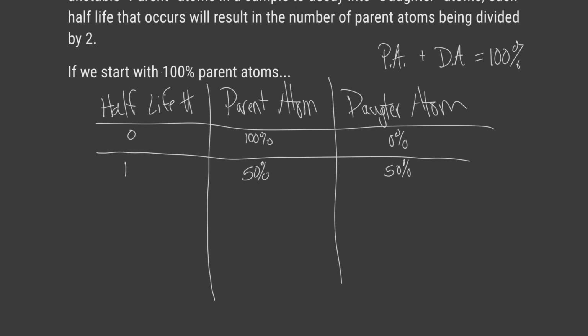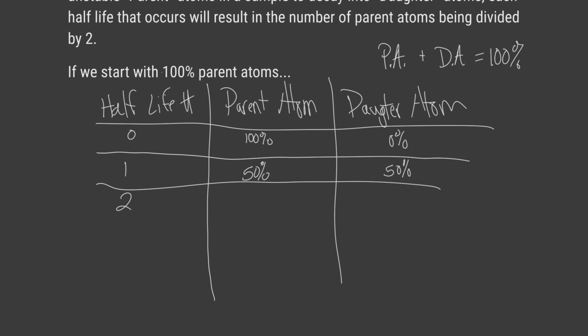So after 1 half-life, we have 50% of our material is the parent atom, 50% of the material is the daughter atom. And again, depending on what type of element we're looking at will determine how long it takes to reach that first half-life. For our second half-life, we divide by 2 again.